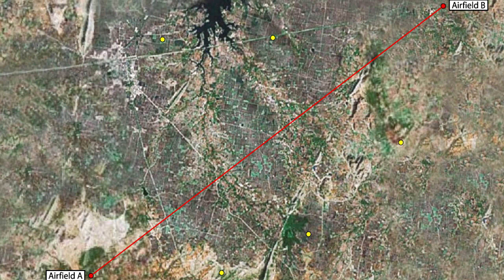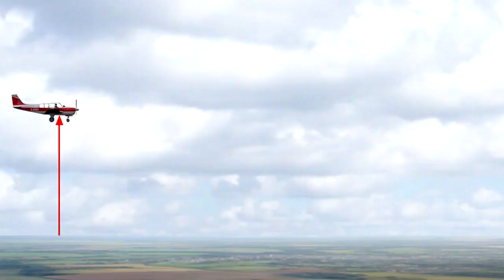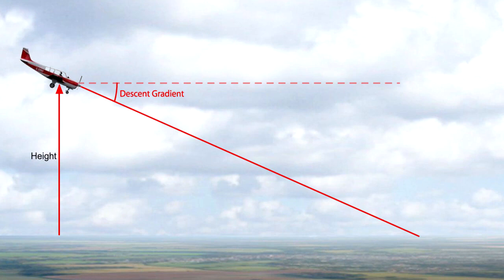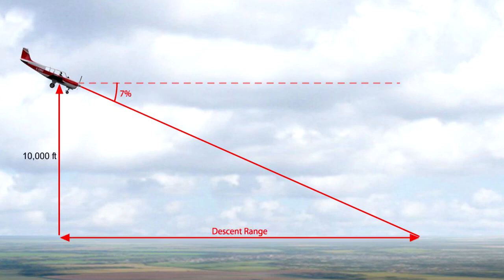Whether or not this is possible will depend on two things: the altitude chosen for the flight, and the descent gradient of the aeroplane following engine failure. If these two parameters are known, it is possible to calculate how far the aeroplane will travel following engine failure. So let us work through an actual example. Let us assume a cruise altitude of 10,000 feet and a gradient of descent of 7% following an engine failure.